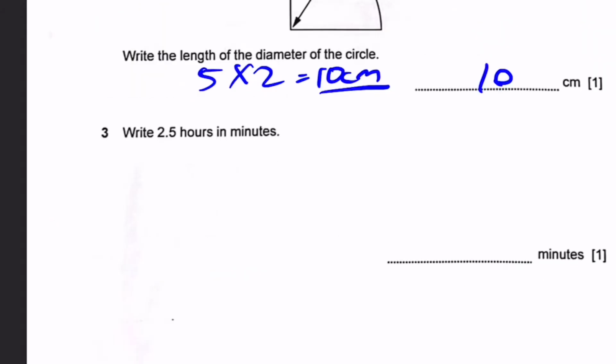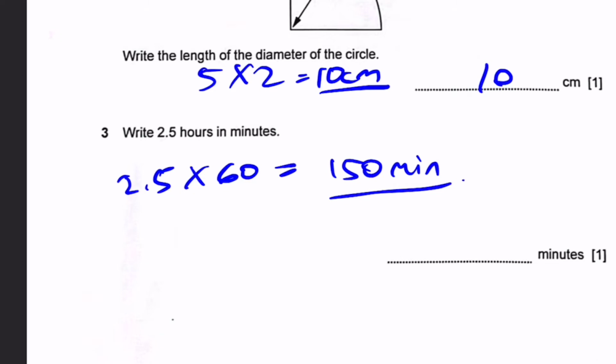Question 3. Write 2.5 hours in minutes. That will be simply 2.5 times 60, which is equal to 150 minutes.